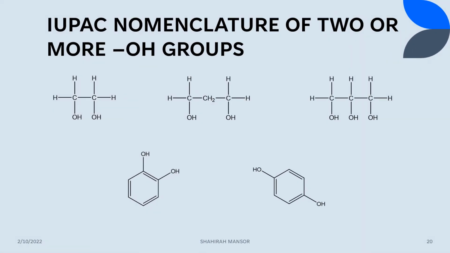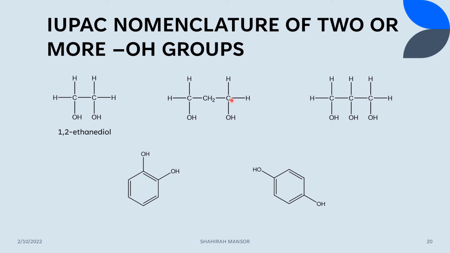And lastly, IUPAC nomenclature of 2 or more hydroxyl groups. If we have 2 OH groups, the name will be diol. If we have 3 OH groups, the name will be triol. But what's important is you have to indicate the positions of the OH on the parent chain. In the first structure we have 2 carbons, so it should be ethane. With one OH it would be ethanol, but with 2 OH it becomes ethane diol. So 1,2-ethane diol.